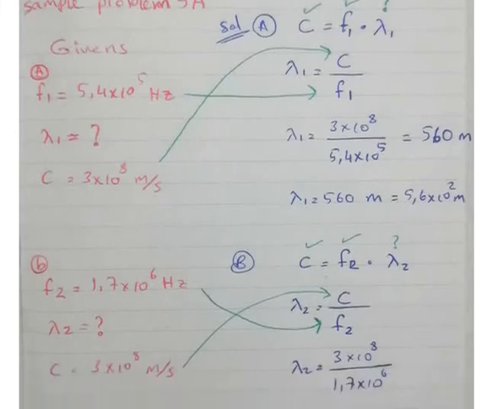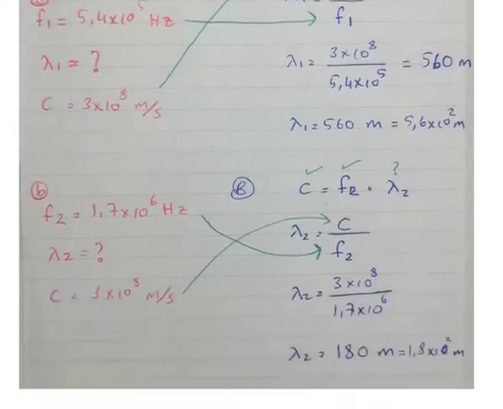The second part of this question says F2 is equal to 1.7 times 10 to the power 6 hertz. Lambda 2 is asked, and C is given as constant 3 times 10 to the power 8 meter per second. We said you have to memorize the speed of light because it will not be given in the question. As you can see in sample problem 5a, the speed of light is not given in the question.